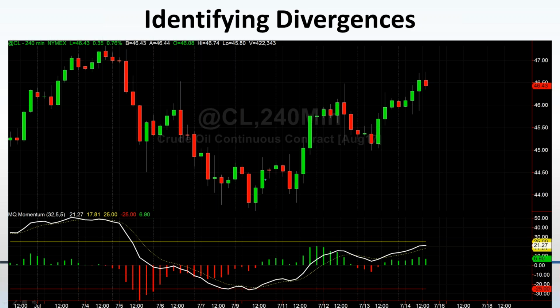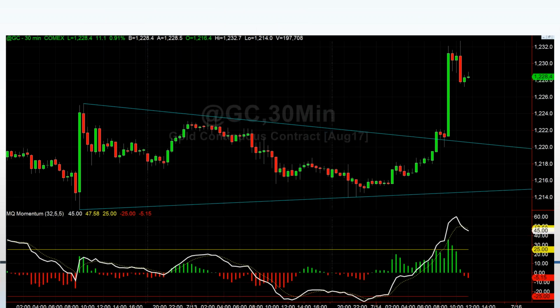Can you say, is this momentum indicator the same as an MACD? No. MACD and MQ momentum are both oscillators, but they have completely different math going into the calculations. So they're both momentum oscillators, but that's about it.